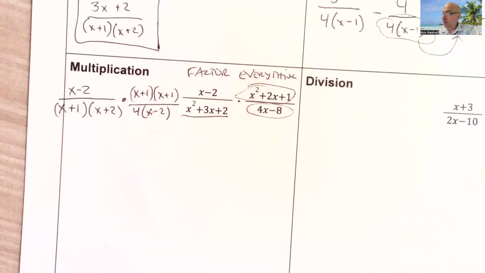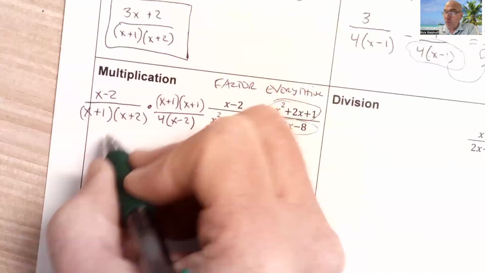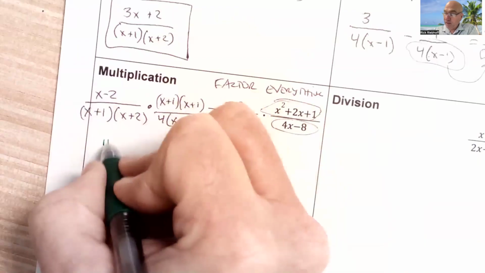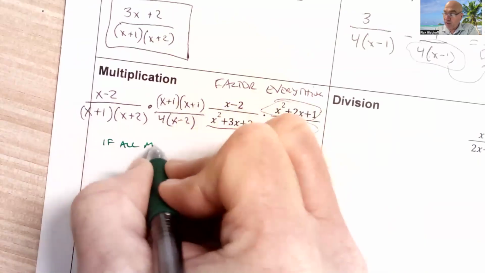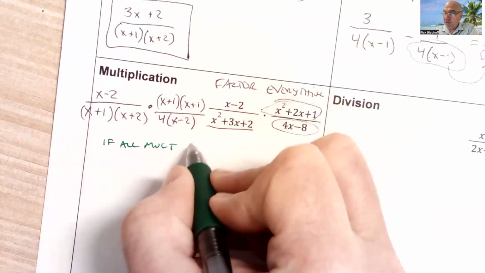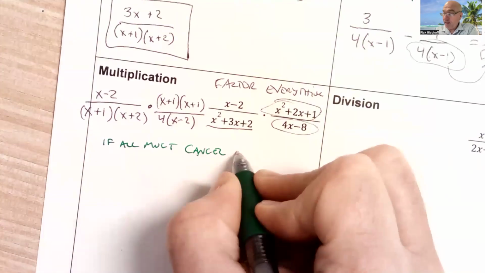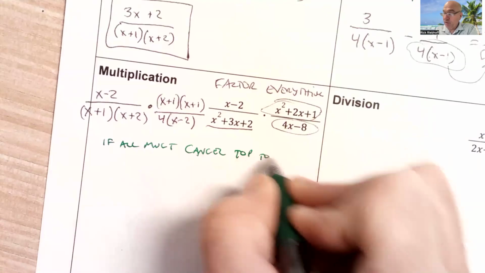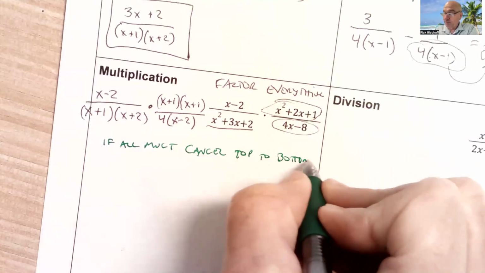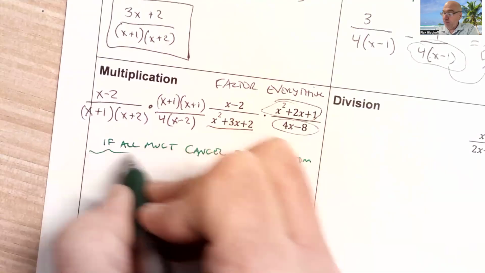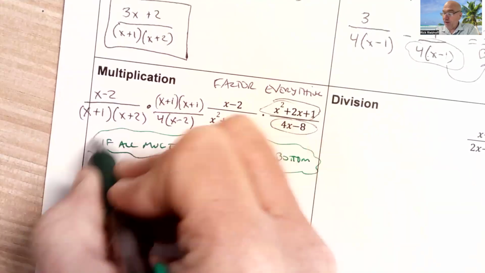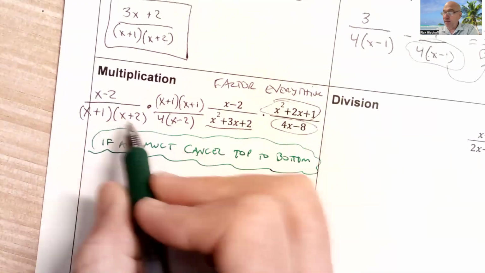Okay. And now here's the rule. If it's all multiplication, we can cancel, which means divide, anything that is top to bottom. Okay? So if it's all multiplication like we have here, we can cancel anything top to bottom.